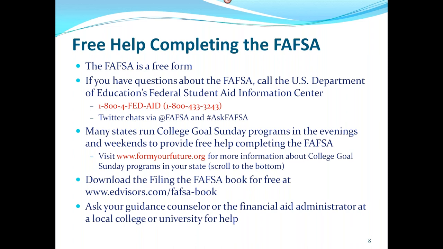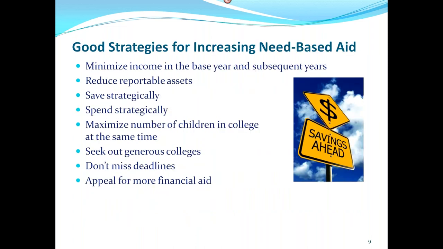Now, if you have problems completing the FAFSA, there are a variety of information resources. The federal government has a contractor who runs the Federal Student Aid Information Center to answer questions about the FAFSA and about federal student aid. It's easy to remember: 1-800-4-FED-AID, or in digits, 1-800-433-3243. They also run occasional Twitter chats using the Ask FAFSA hashtag, from the @FAFSA Twitter account, which is run by the U.S. Department of Education.